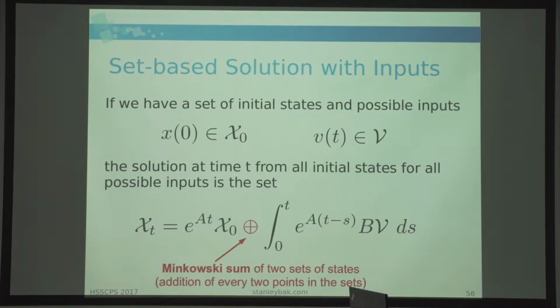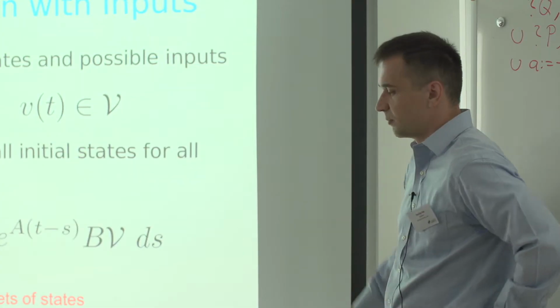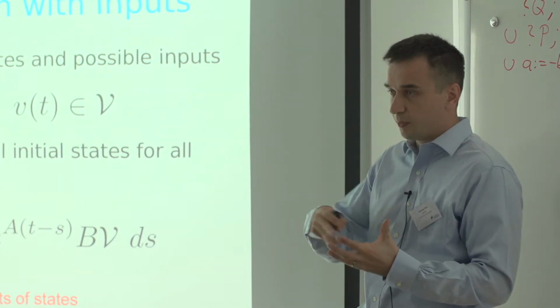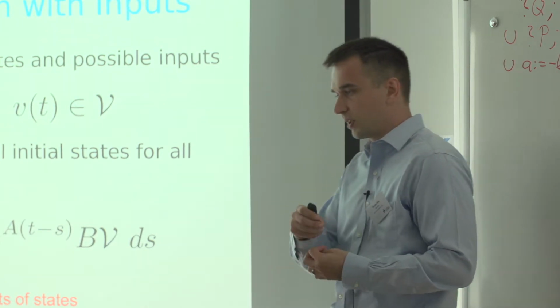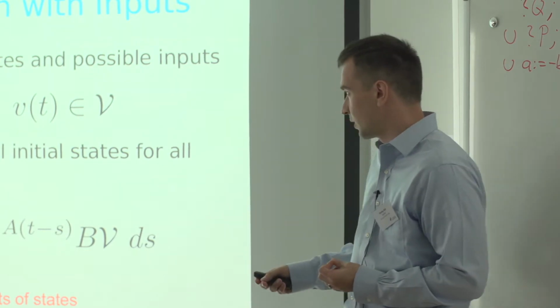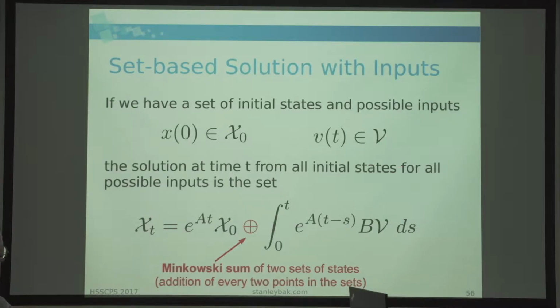When you have sets of states, you could imagine your initial state is within some set, but now your inputs are also within some set. What does this mean? This means that your inputs are changing over time, but they're staying within that set of states. So you're looking at all possible functions that stay within that set over time. The solution we can write as something like this. Again, we have the input-free part and the effects of the inputs. Now we no longer have a plus here, but we have something slightly different, which is this circled plus notation, and this is the Minkowski sum. The Minkowski sum of two sets of states is the addition of every two points within the sets. That's a common operation used in reachability analysis tools.